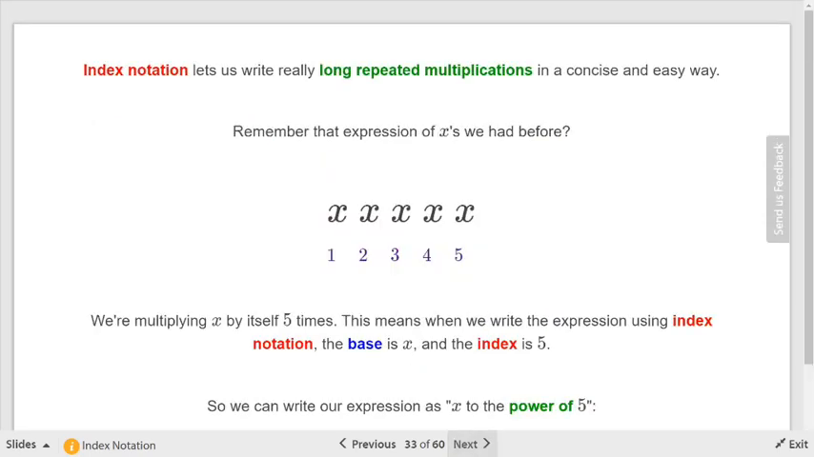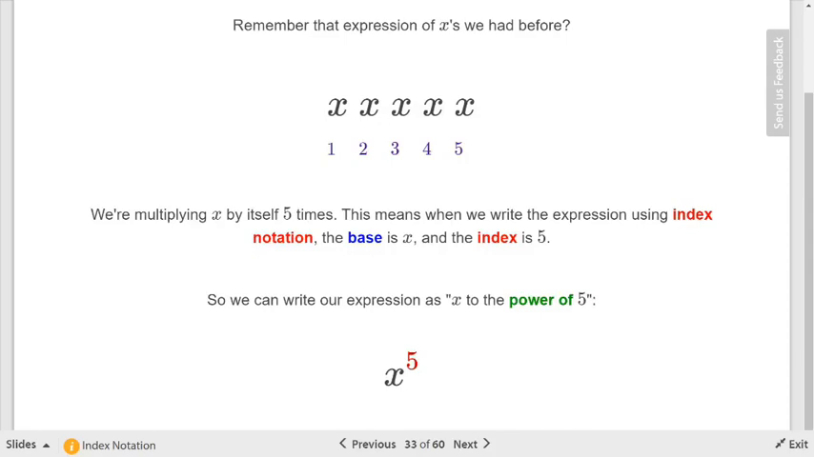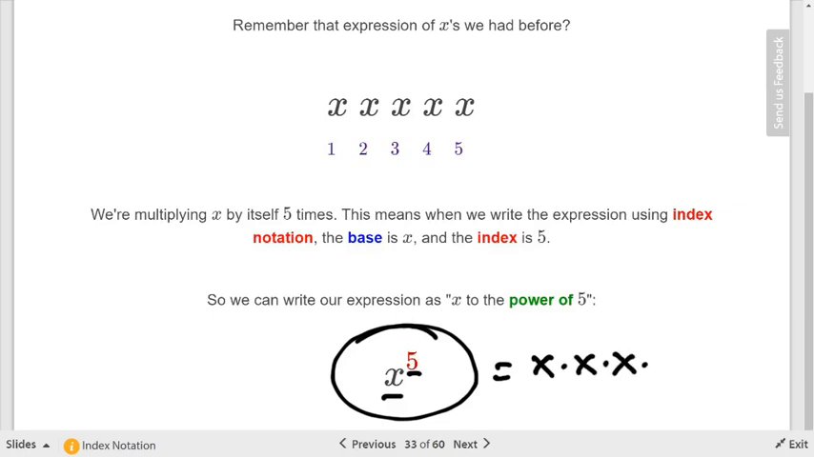And so they're talking about the base and the index. So here, look at this, guys, what's my base for this particular thing? X. What's the exponent? 5. So that literally means take x times itself 5 times. Not x times 5, but x times itself 5 times. Good.